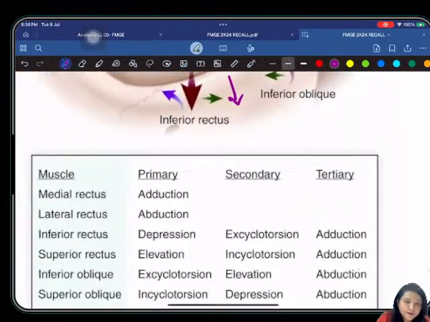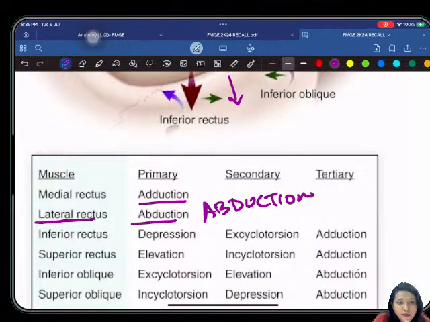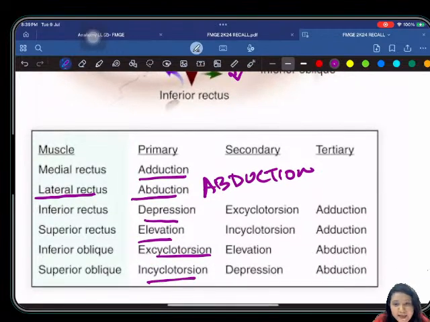So the medial rectus, they have mentioned the primary movement is adduction, towards the medial aspect. Lateral rectus is abduction. Inferior rectus primary is depression, superior rectus primary is elevation, inferior oblique is excyclotorsion and the superior oblique is incyclotorsion. So these are the primary actions. We are mostly talking about the primary action.